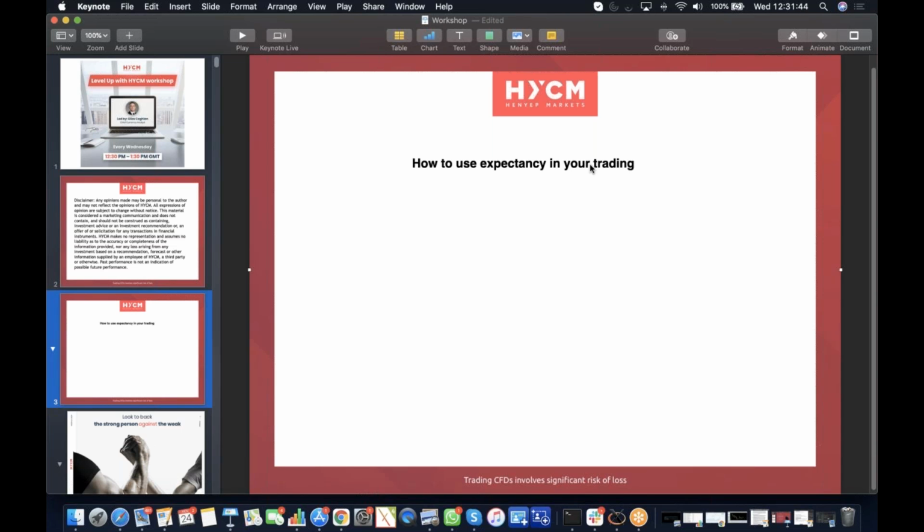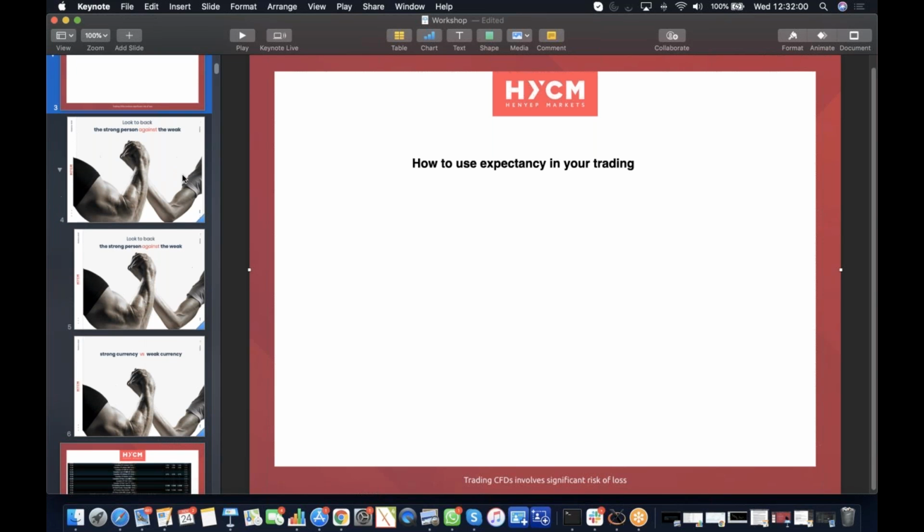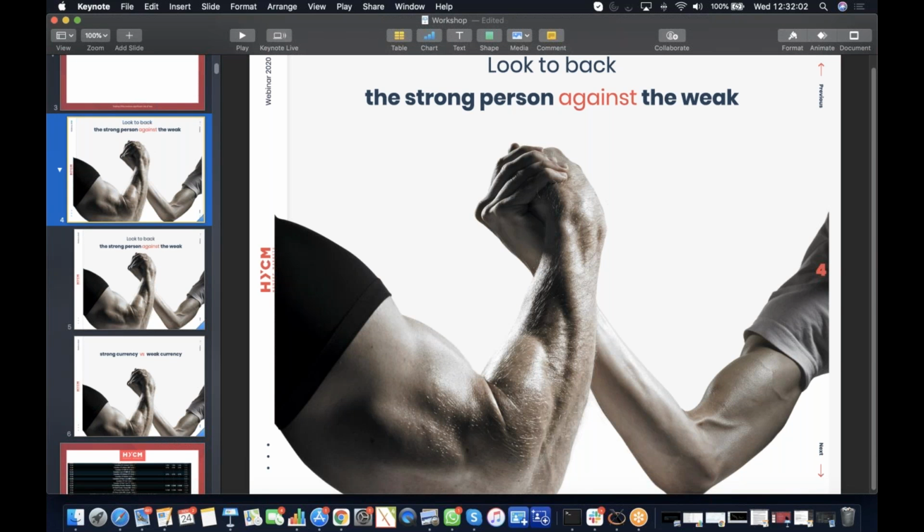I'm going to explain what expectancy is, and I'm going to give you a template of an Excel spreadsheet so you can calculate expectancy yourself. I'm going to run through it with a trade that I'm currently in.